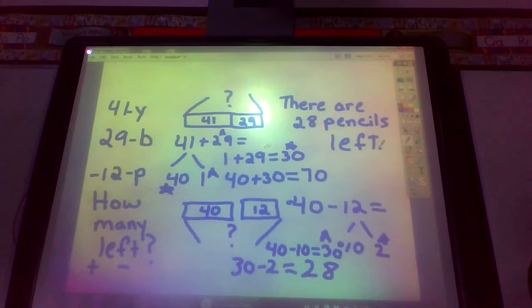Okay? You may pause this so you can write all of this down. Go on and pause so you can write all this down so we can keep moving on. So go on and pause. Then come back to me.